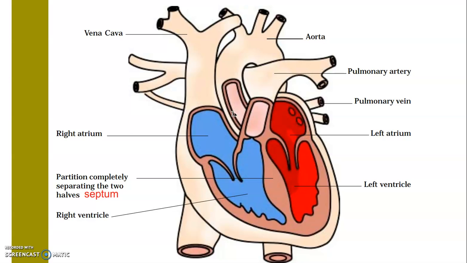So this heart is a fist-sized muscular organ, made up of muscles. It is centrally placed but tilted towards the left side, and it beats about 60 to 80 times a minute throughout life. This is the normal heartbeat I'm talking about. Now, what is the main function of the heart? The main function of the heart is to pump the blood to all the parts of the body.